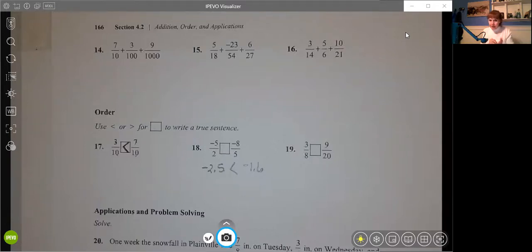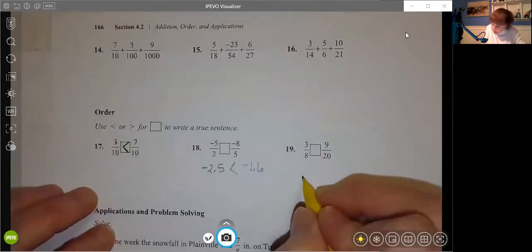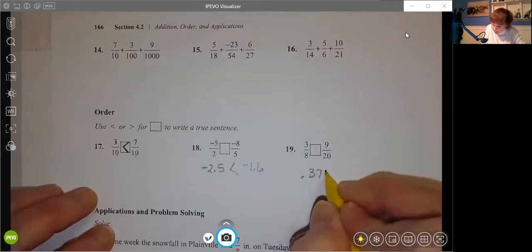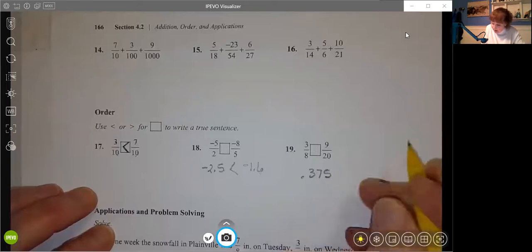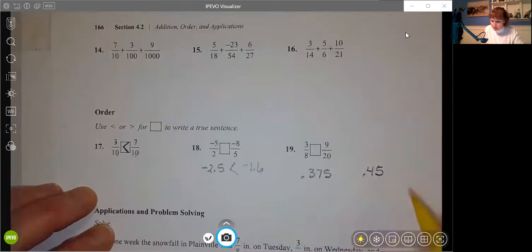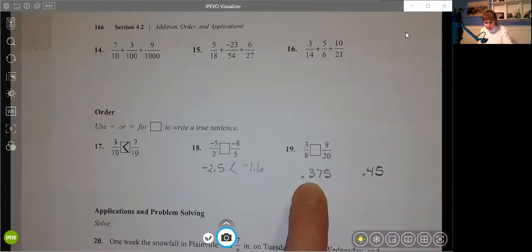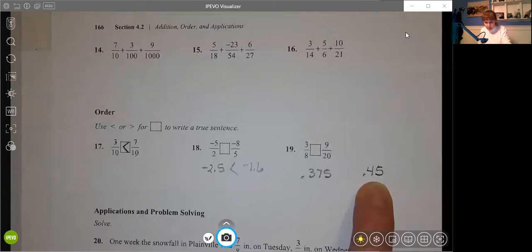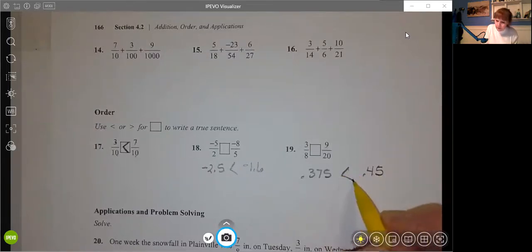I would do the same thing with 3/8. 3/8 is 0.375. 9/20 is 0.45. So if you have 3/10, or this is the 0.4, this one is larger. And we'll be working on that a little bit more when we get to the decimal chapter. Okay, so that is 4.2.